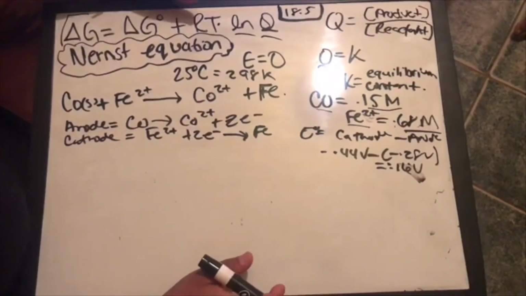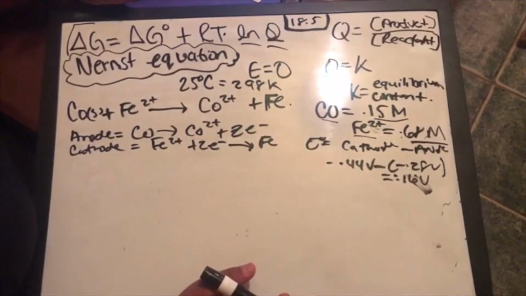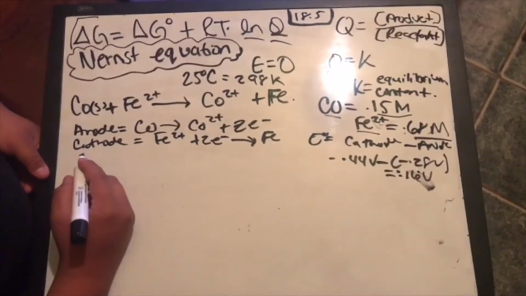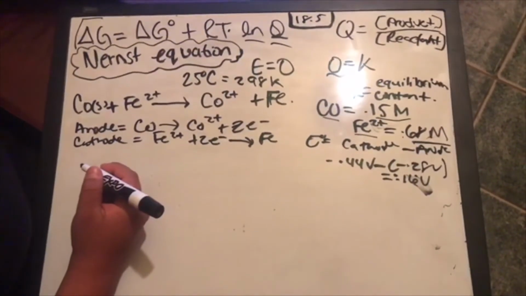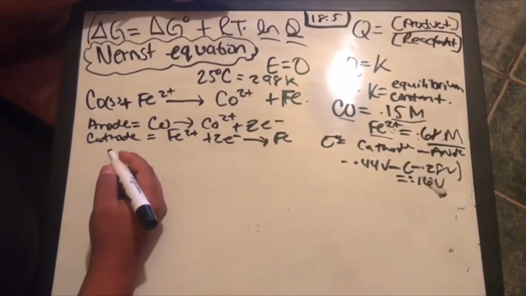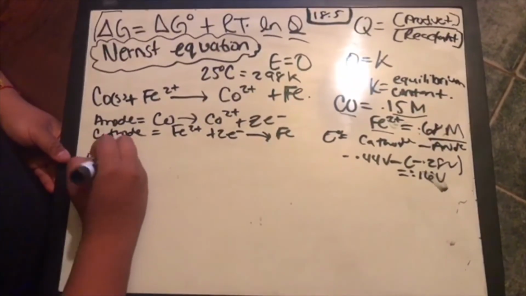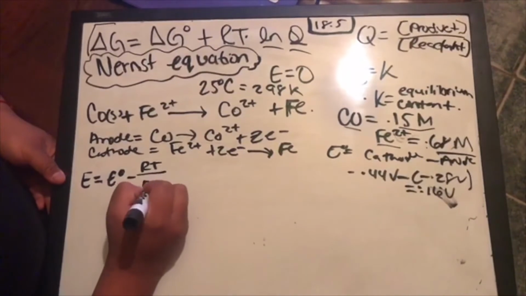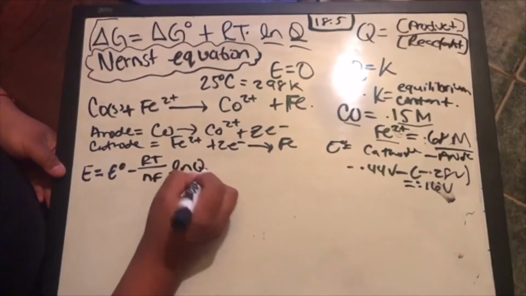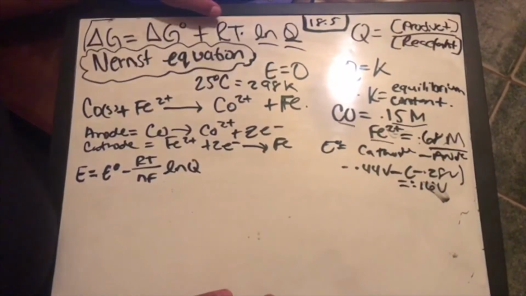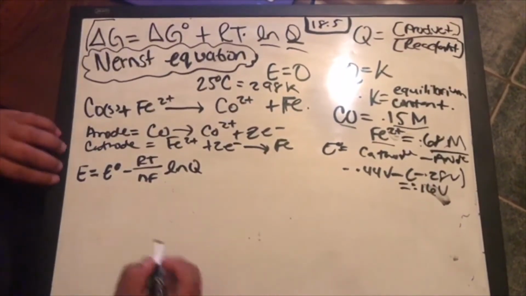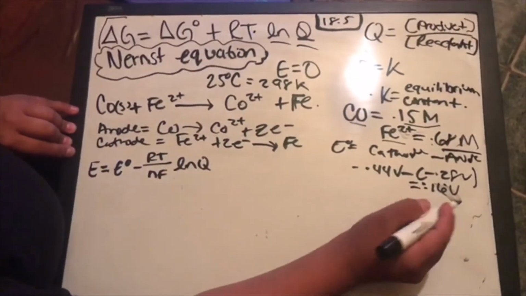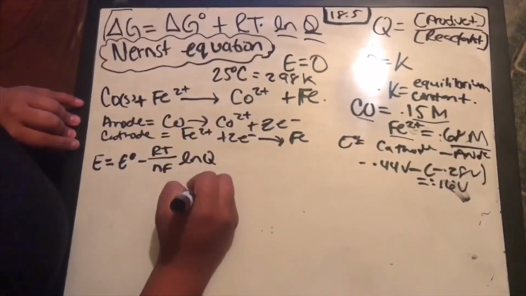Okay, so the next step is using a different form of the Nernst equation, which is E equals E cell minus the gas constant times the temperature over nF, times the log of the quotient. Now we have to substitute the numbers. We know the E cell is negative 0.16 volts, so we start with that.